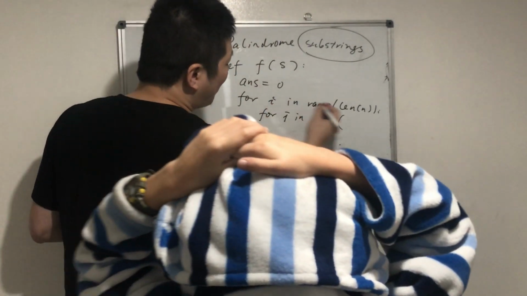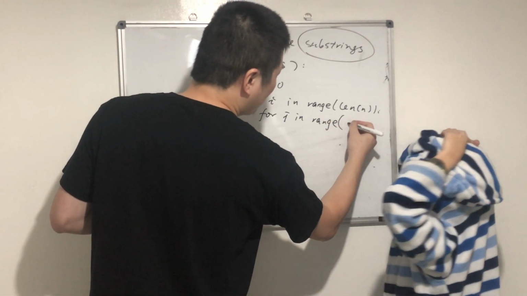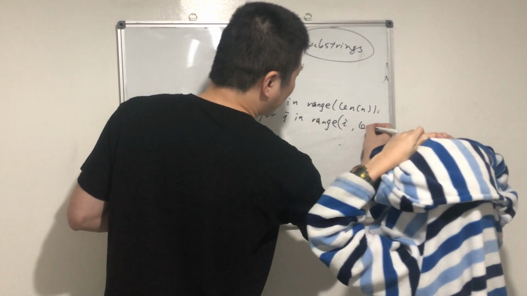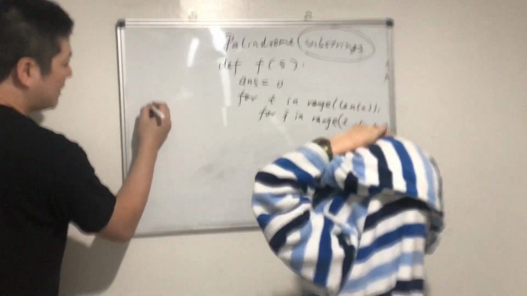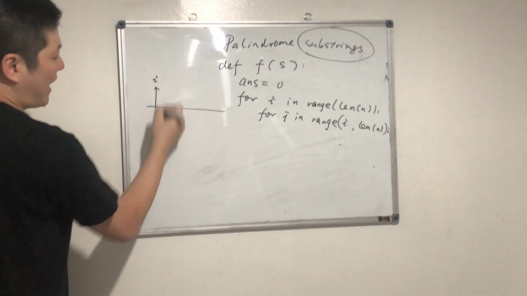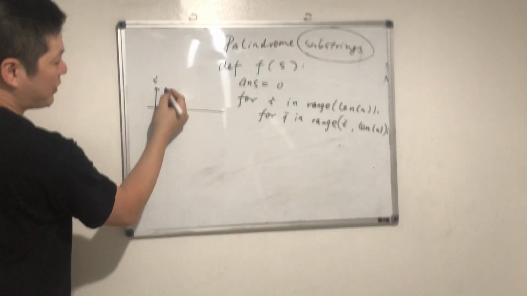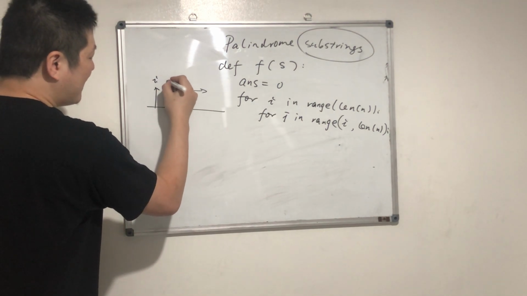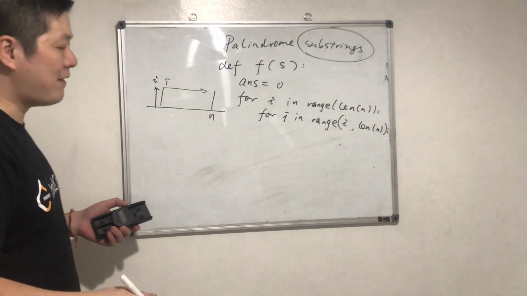We can use range with I, it depends on how you want. Let's say range from I, and it ends with length n, right? So what does it mean here? Look, I determine I, and then every time I have I, I loop J from I to here. This is I, and then this is J, okay? Do you understand?